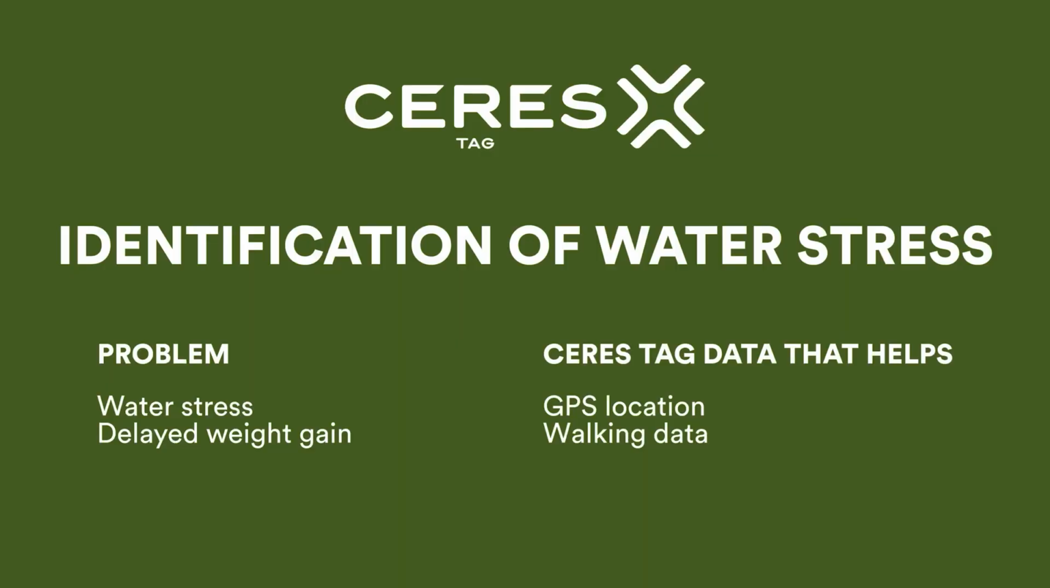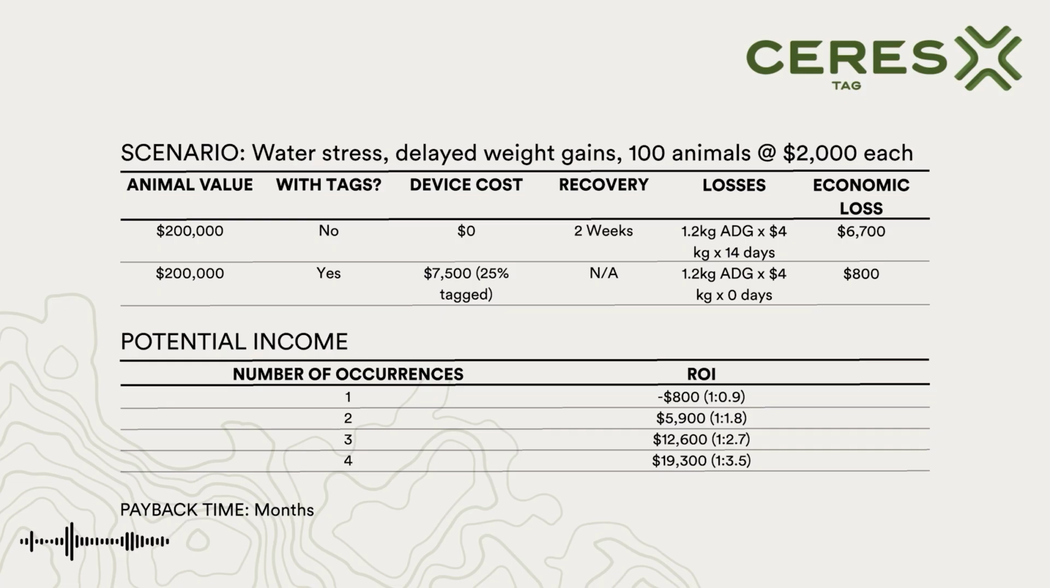Today, we wanted to talk to you about how you can use CERES TAG data to intervene with water stress problems on your property. We'll be specifically looking at how you can use walking data and GPS data to achieve this. So if we take the example of some animals that are kept off water for whatever reason, and we lose some production or even lose some animals, this can be a significant economic cost.